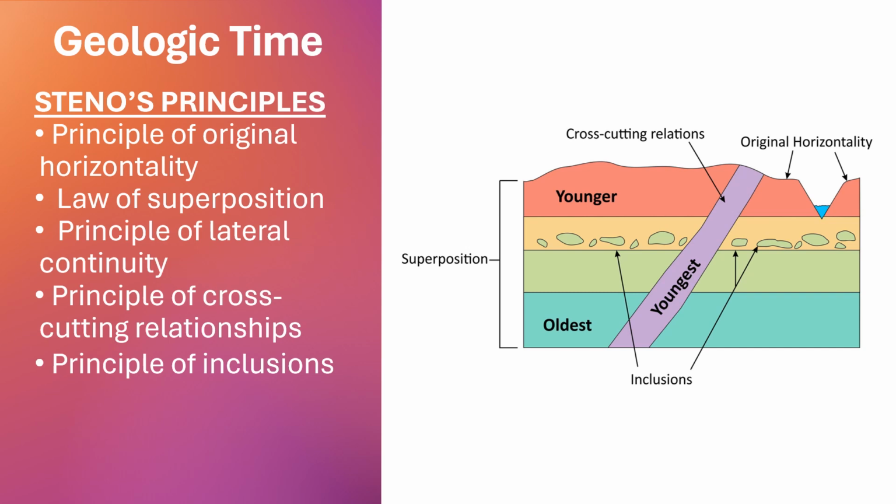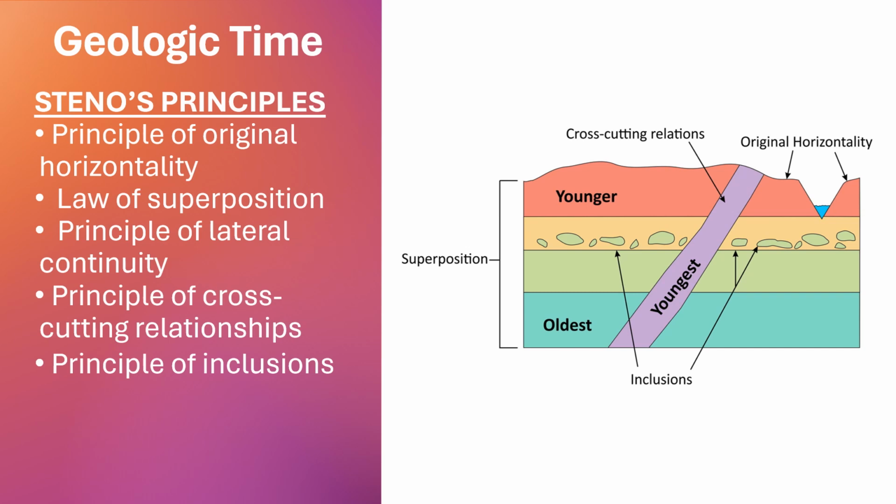So there's the principle of original horizontality, which is that sedimentary layers will originally be deposited horizontally. If you find that they are no longer horizontal, that means that some type of tilting has occurred after they were deposited. I think the most important thing in the whole semester is the law of superposition. This is just older sedimentary rocks are below younger sedimentary rocks.